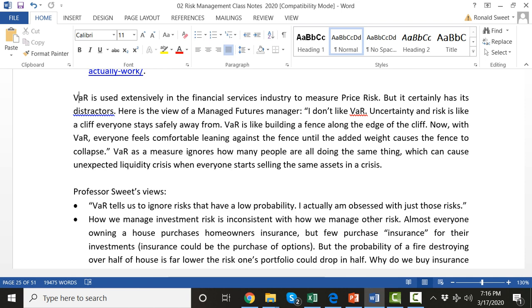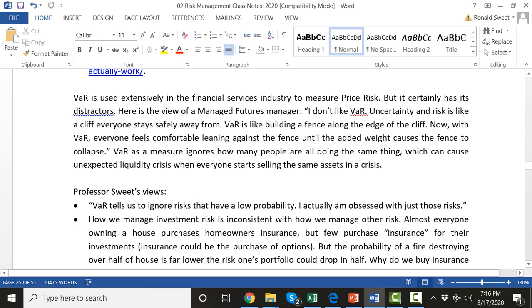So VAR ignores how people are all doing the same thing. And this ties back to our liquidity risk. When people are all doing the same thing, but they all think they're safe because they have this risk measure that says everything's okay, and everything is okay until something goes wrong and everyone has to sell at the same time, then you get this incredible liquidity crisis. And stock prices, bond prices, asset prices just fall a whole lot more than anyone could have imagined.